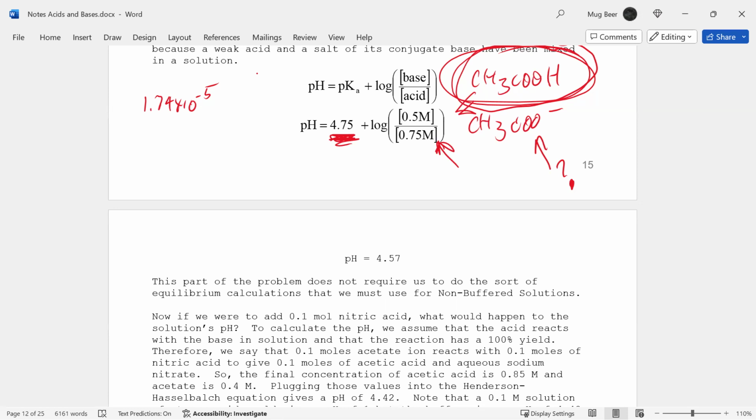What would happen if I had the exact same concentrations, like 0.75 in the denominator and 0.75 in the numerator? What happens when you've got the same number divided by the same number? One number divided by itself. It's 1. What happens when you take the log of 1?